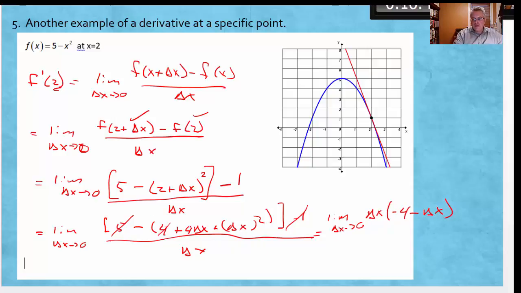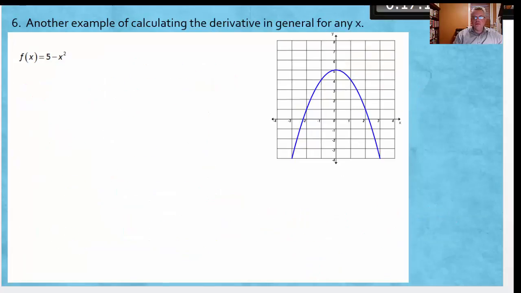So I have minus 4 delta x minus delta x squared. I just factored out a delta x over a delta x. And those cancel. And as delta x goes to 0, I'm only going to be left with this minus 4. So this whole thing is minus 4. That's the slope of this line here. For that line, m equals negative 4. And that's the derivative at 2. Okay. Now, guys, this has been a big workout here.